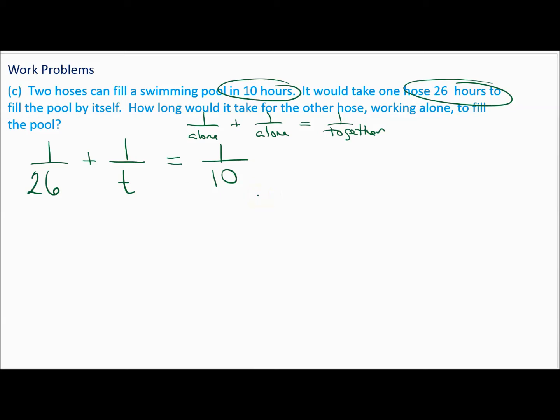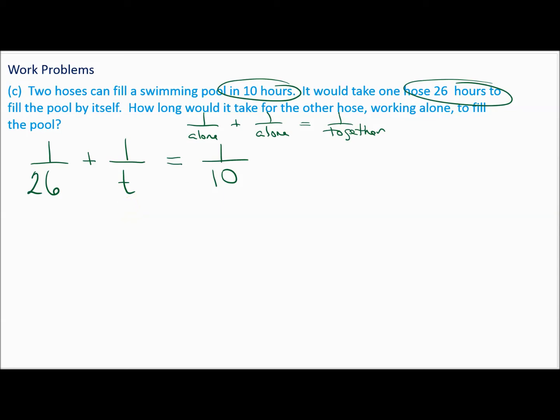Now remember, the rule is to multiply by the least common denominator for 26, t, and 10. What would that be? You could just multiply 26 times t times 10. But the least common denominator would actually be 130t, because 26 divides into 130, and so does 10. So that's what I'm going to use. But listen, nothing wrong with using 260t, which is 26 times t times 10, all of them multiplied together.